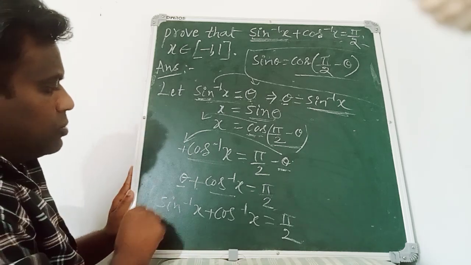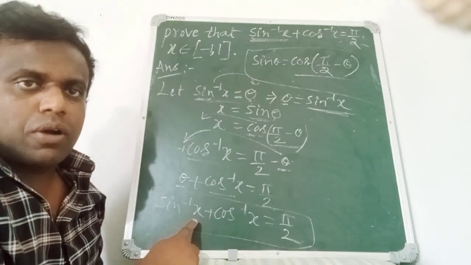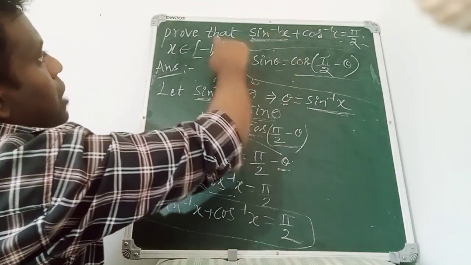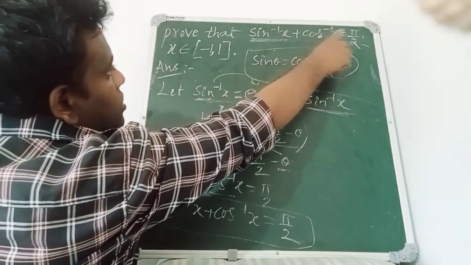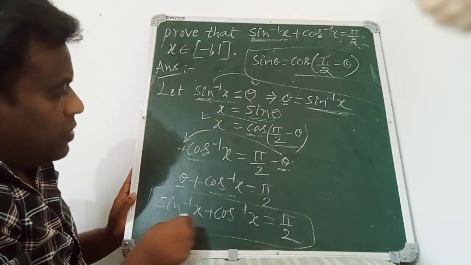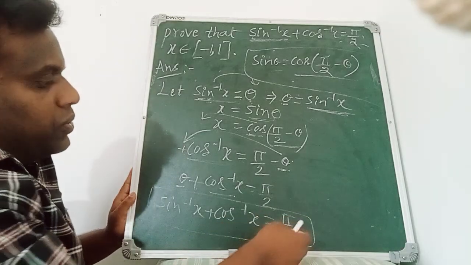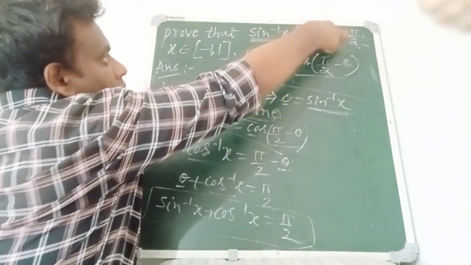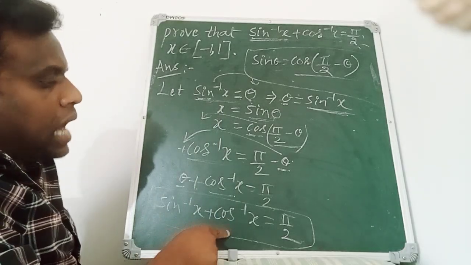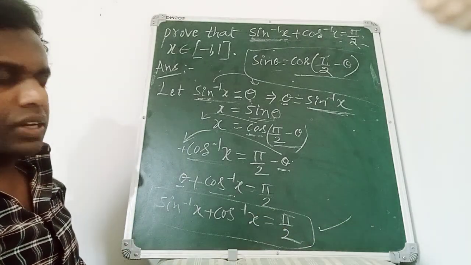Okay, now I will just put the bracket. Now this is the answer we have got. This is what we want. What does the question say? We have to prove sin inverse x plus cos inverse x is equal to pi by 2. We have proved it. See, sin inverse x plus cos inverse x is equal to pi by 2. See, this and this are the same. That means we have proved it. So we got the answer. We have proved it.